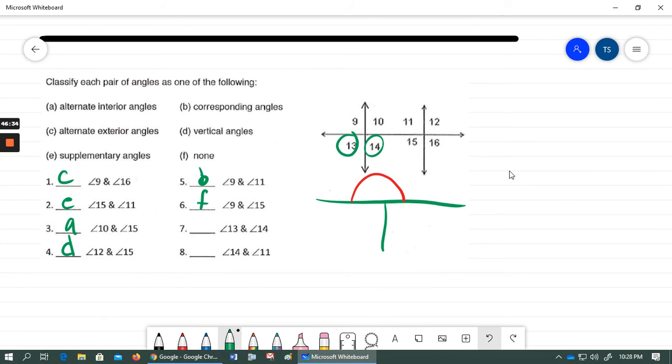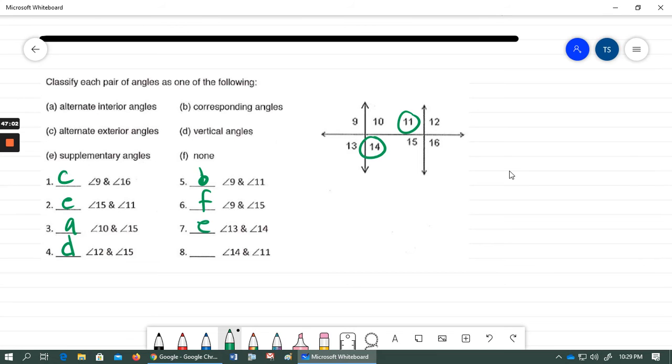All right, I'm getting rid of all of that in that diagram. These two are supplementary. No, not that one. Really? This was none. This was supplementary. All right, great. Number 8, 14 and 11. Angle 14 and angle 11.